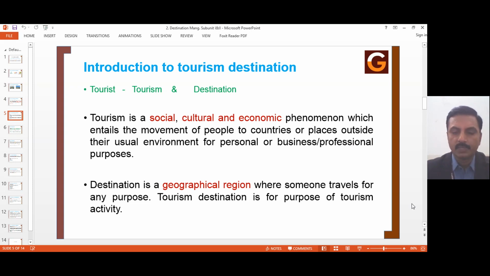So these destinations may be represented by a geographical area. It may be represented by an entire state, or a particular building, such as a famous mosque or a famous temple or a famous Gurudwara. For example, we can take the Golden Temple in Punjab. It may also be an entire destination; an entire mountain range may be a tourism destination.